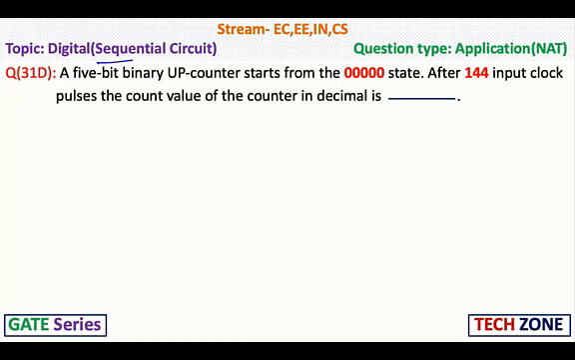So now the question here is: a 5-bit binary up counter starts from the 00000 state. After 144 input clock pulses, the count value of the counter in decimal is ___. Fill in the blanks.